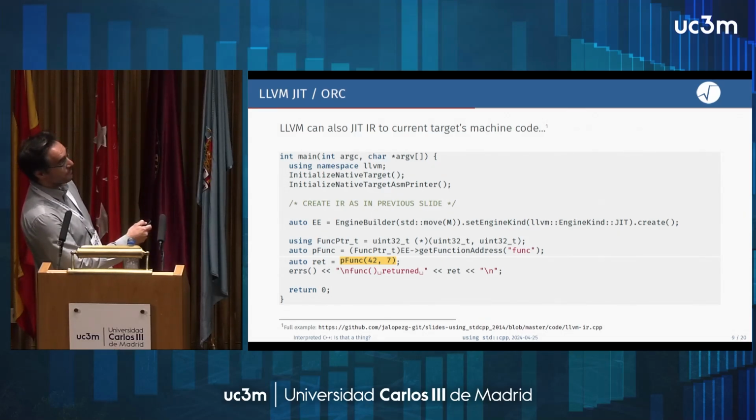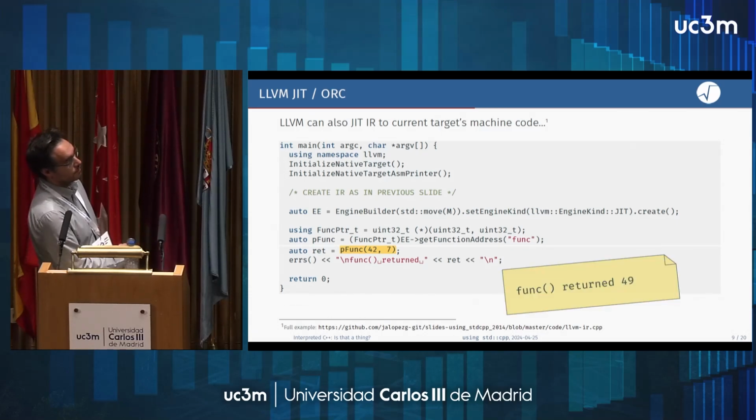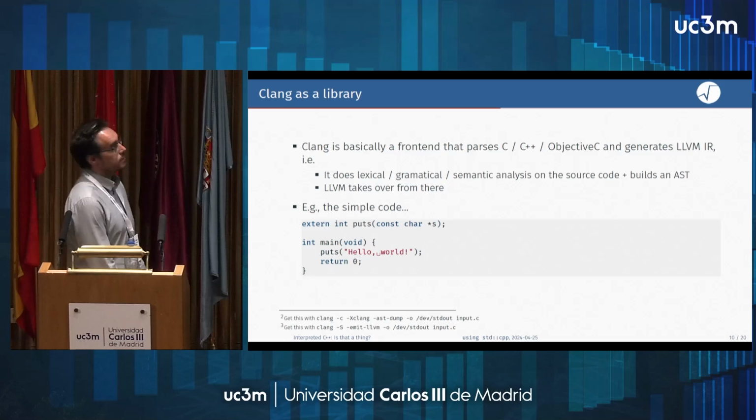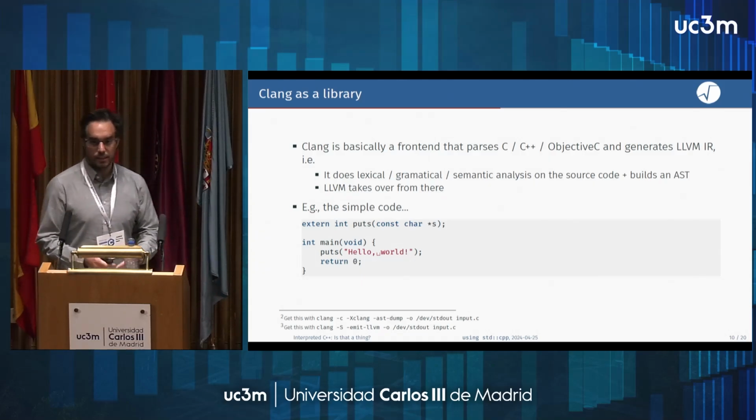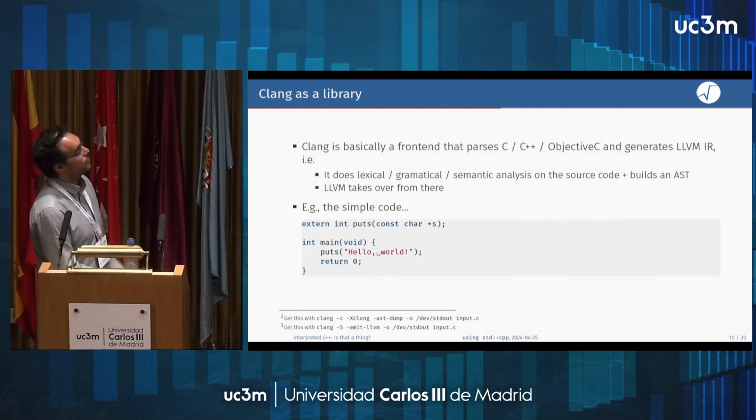Apologies for the C-style cast, but I thought it was shorter for the slide. We cast it to the function type that corresponds to what we defined in the IR, and then we call it. And yes, this prints what you would expect, 49. Clang, on the other side, is the front-end counterpart. So Clang parses C, C++, and Objective-C, and generates this AST that we briefly mentioned. We are going to make a brief journey now around these concepts. And it ends up generating the IR representation, and from there, LLVM takes over.